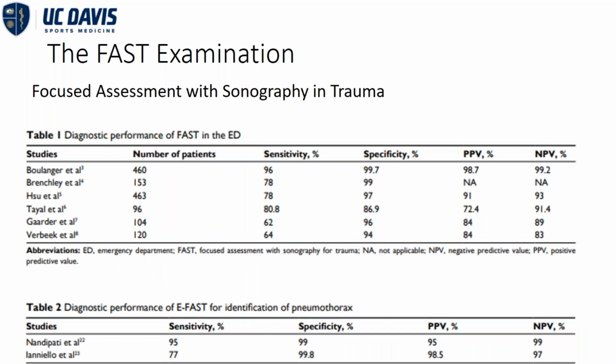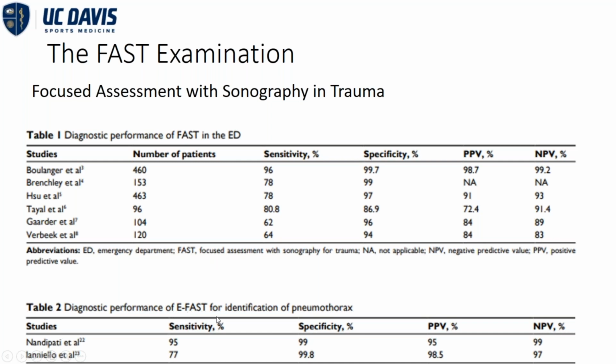Here is a quick summary of some of the sensitivities and specificities reviewed in this 2017 meta-analysis. And what you see here, this is the diagnostic performance of the FAST examination in the ED. So diagnostic performance means identifying intraperitoneal free fluid, intrathoracic free fluid, or a pericardial effusion. So here you see sensitivities here, specificities here, positive predictive values, negative predictive values. We'll talk about the eFAST in a little while, but this is pretty cool stuff.